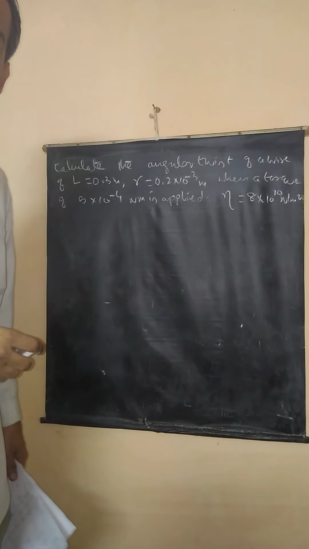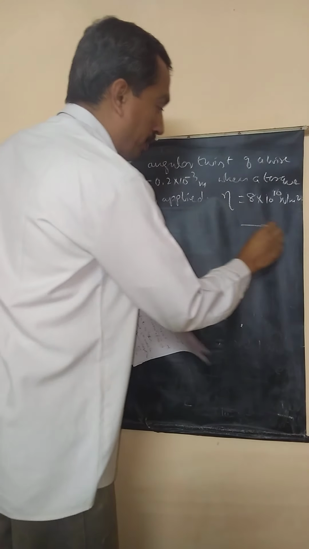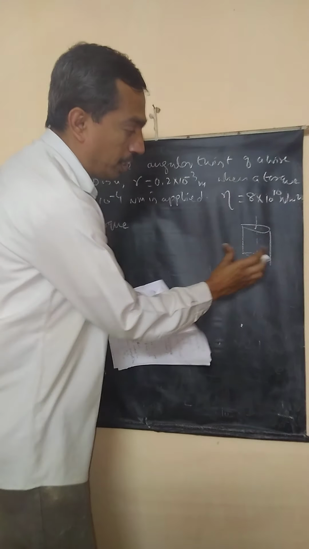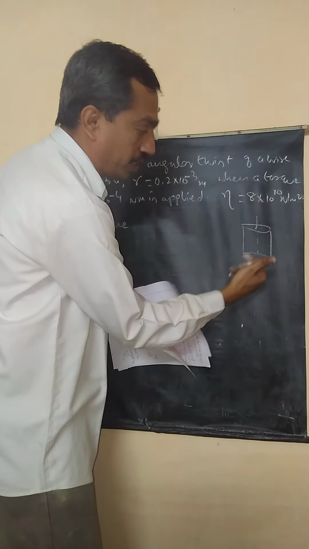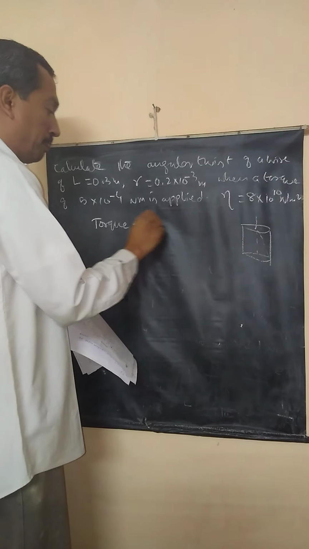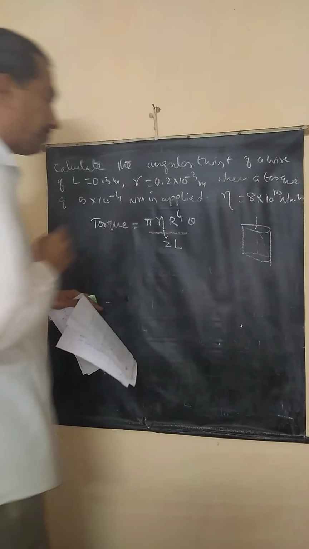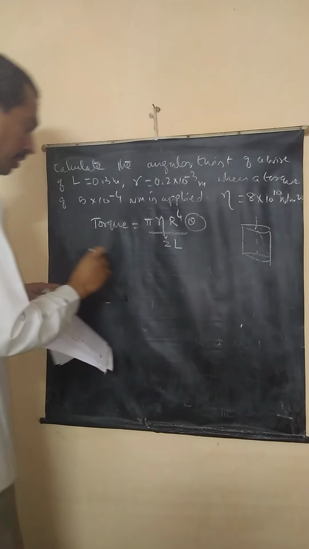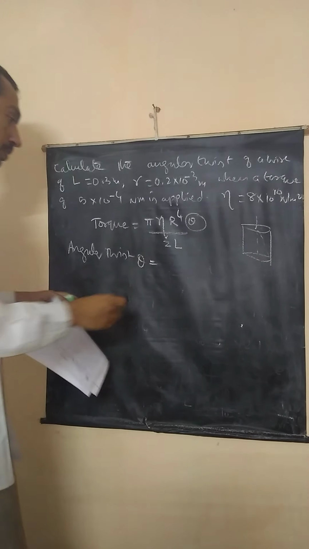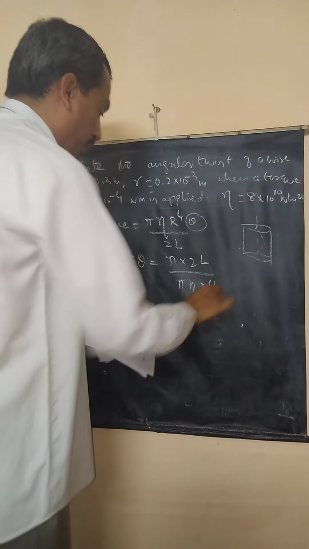Couple per unit twist we have derived in the previous lecture. What is the formula? Torque. See, you have a cylinder. This upper end is fixed. This is twisted. This plane will come here. We have derived torque will be equal to pi into rigidity modulus r4 theta by 2L. Now theta is twist, angular twist. Angular twist, theta is equal to torque into 2L by pi eta r4.